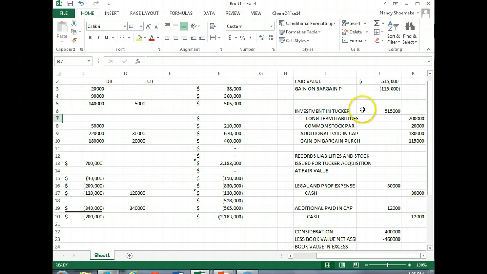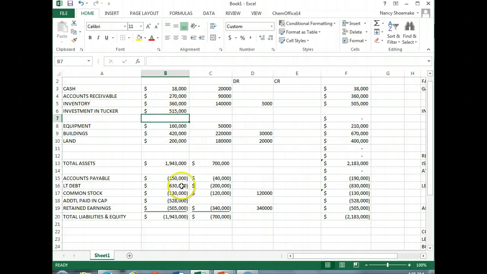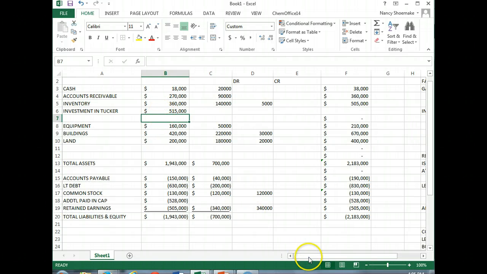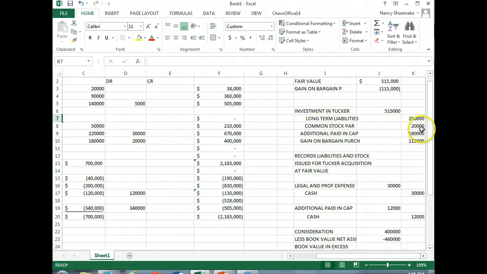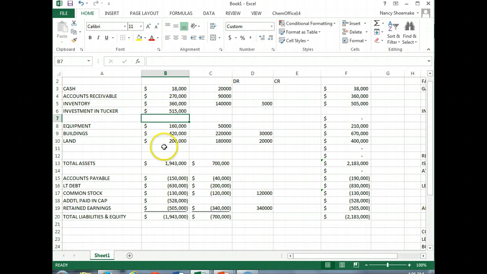So when we, against the parent company. So if we start with that balance shown on the books, and then if we take these various transactions here and add these transactions to the balance of the parent company, our investment in Tucker will add $515,000 in here. When we show the common stock at par, the book shows the common stock of 110, right? And then if we add the 20,000, we end up with common stock of 20.